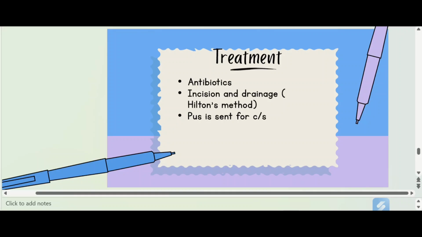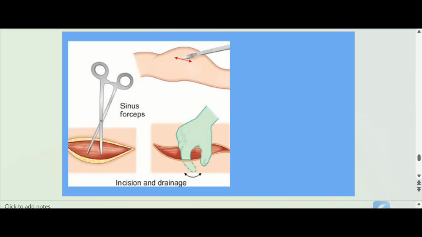So what is the treatment for abscess? Definitely we'll give antibiotics for these patients. The mainstay of treatment is incision and drainage. Wherever there is an abscess, you have to drain it. So, Hilton's method. What is Hilton's method? Hilton's method is mainly for the areas where vital structures like major blood vessels are present. In areas like the neck or axilla or groin, if any abscess is present, this method is applied.